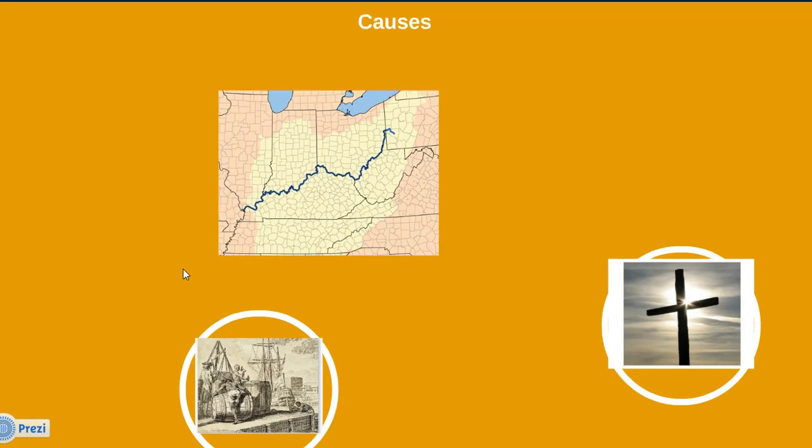The biggest cause of the war is this right here. It's the Ohio River Valley. A lot of French settlers and trappers are moving into this area down south from French Canada, and then a lot of English settlers are moving west from the English colonies into this area. It's very rich, fertile land for farming, hunting. Number one cause of the war.